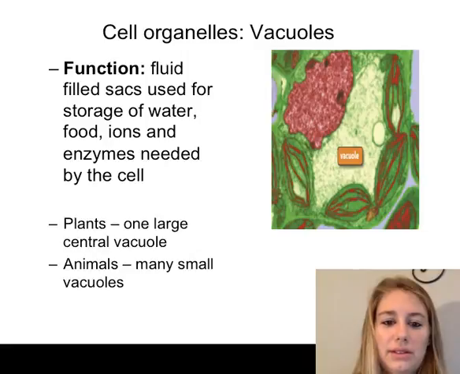Cell organelles, vacuoles. Vacuoles are fluid-filled sacs that store water, food, ions, and enzymes needed by the cell. Plants actually have one very large central vacuole. It's very, very big, and that's important because plants need to store more water than humans because they can't get up, walk around, and grab a drink like a human can. Animals have many small vacuoles because they don't need to store as much water.